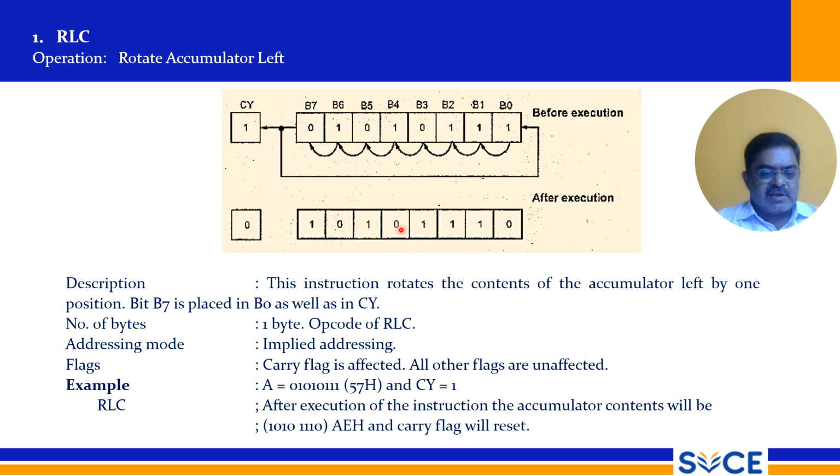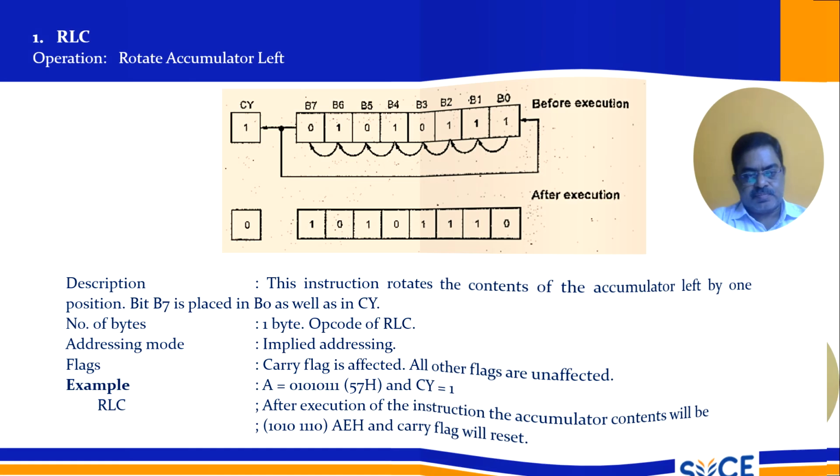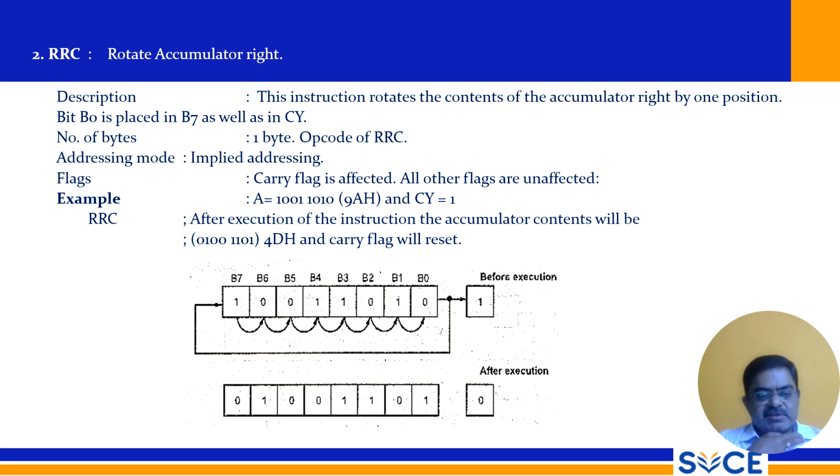Then RRC. RLC and RRC come under implied addressing mode. So the carry flag is affected, all other flags are unaffected. So here CY equal to 1. After execution the carry flag will reset. RRC, rotate accumulator through right. Same way, the carry flag is affected, all other flags are unaffected. It is also implied addressing mode.